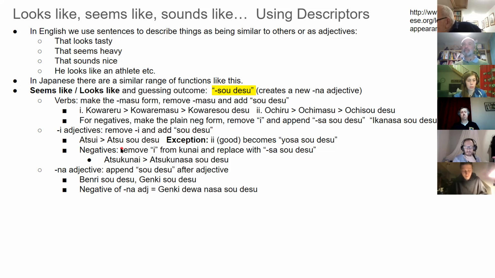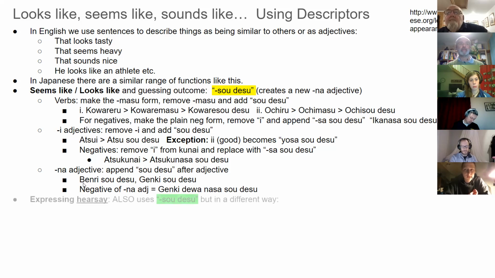Same thing with i adjectives. It forces itself in before you get to say the whole adjective, and you get atsu sou desu, atsukunasa sou desu. Normally with na adjectives, it's followed with "desu", so you say benri desu, genki desu. But again, it forces itself in and you get benri sou desu, genki sou desu, instead of being able to say the whole sentence.